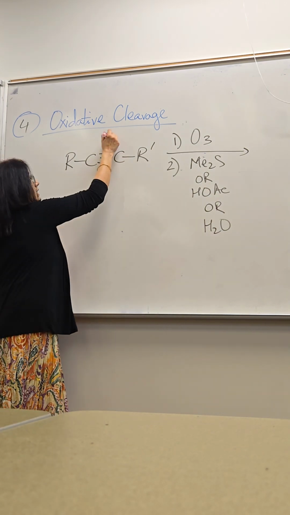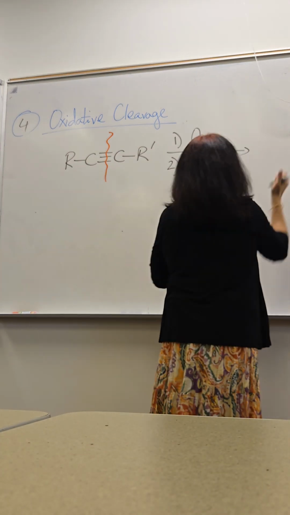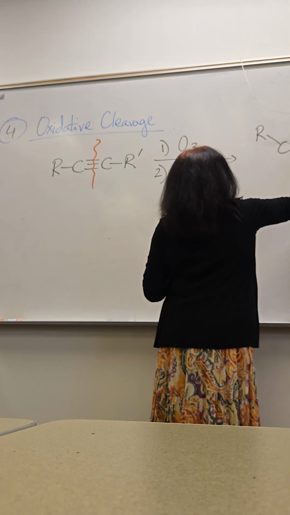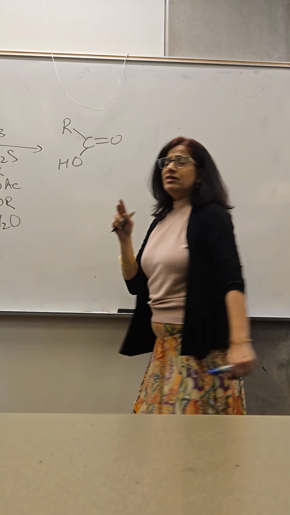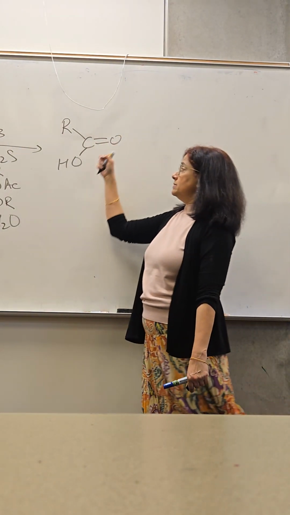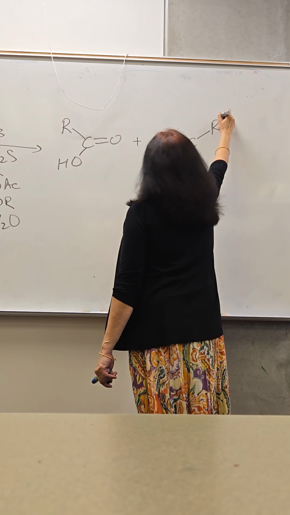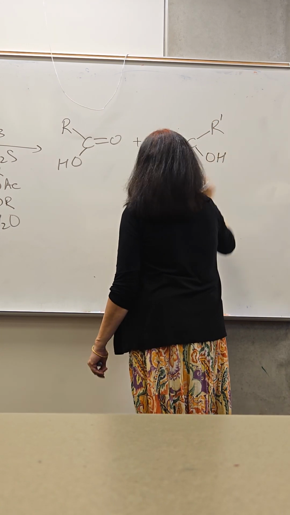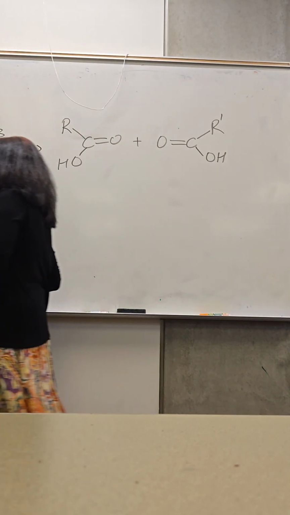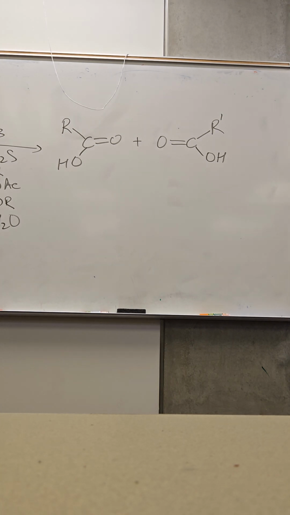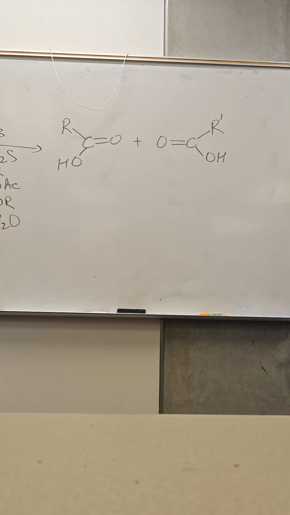Alkynes also can be cleaved. But the result is not aldehydes or ketones, it is a carboxylic acid. So wherever the carbon-carbon triple bond was becomes a carboxylic acid, and of course, there'll be two of them because there are two parts to it. The triple bond breaks apart. It's gone. Everybody with me?